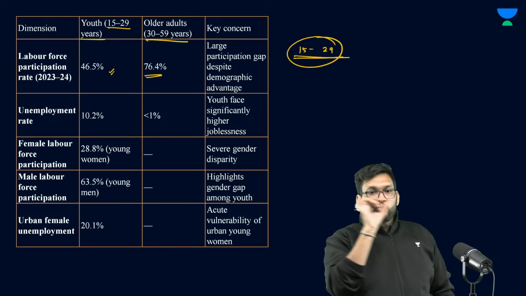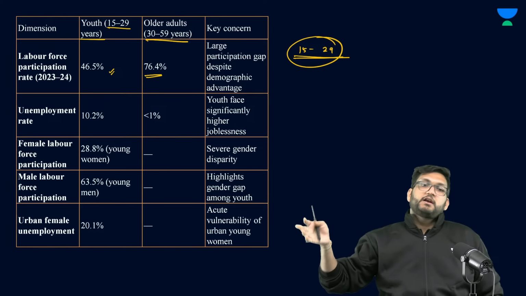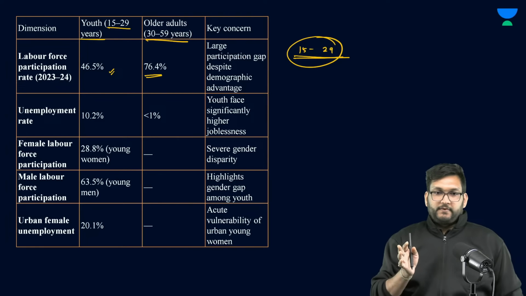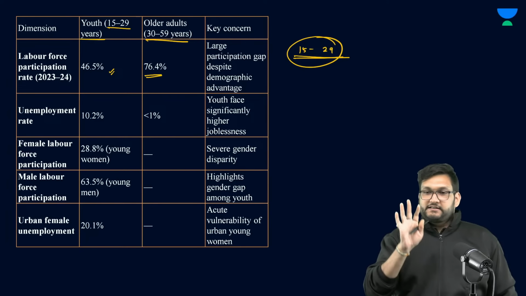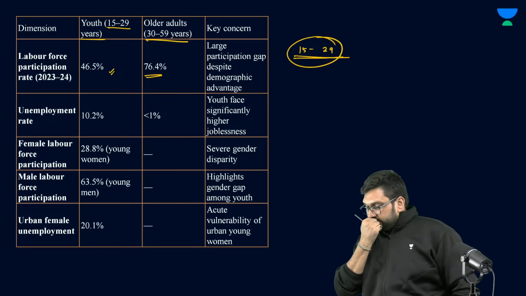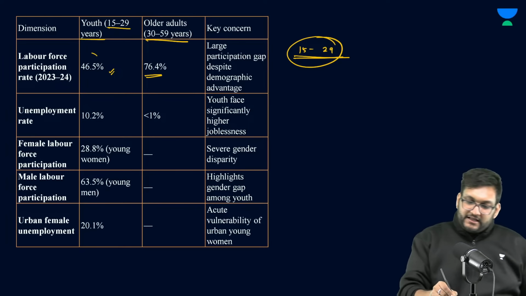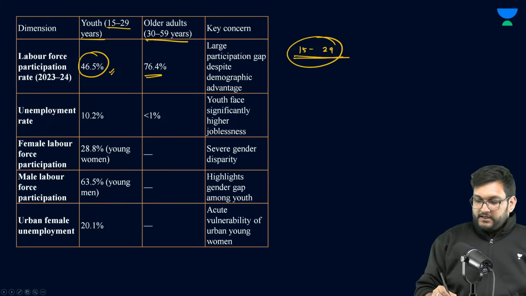So there is a skewed understanding. After 30, people are more part of the labor force. Under 30, they aren't. SSC is a very good example of how things change. Now, the unemployment rate within this 46.5% is 10%.